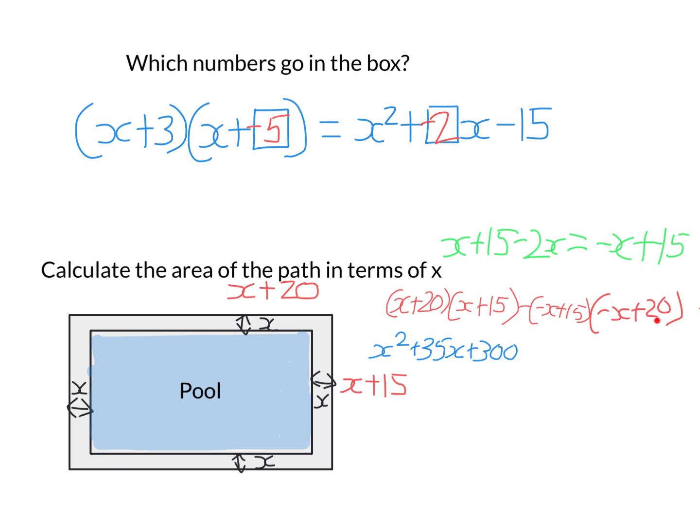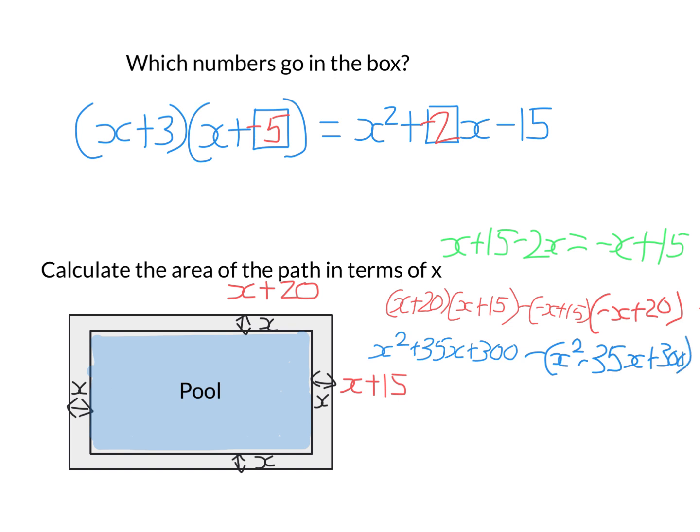Now let's expand this using FOIL. So I'll leave the minus here. So using FOIL for this, which is a bit more tricky, -x times -x, I get x squared again. Then I get -x times 20, -20x, 15 times -x, -15x, so I end up with -35x, and then the last term is again 15 times 20, which is 300.